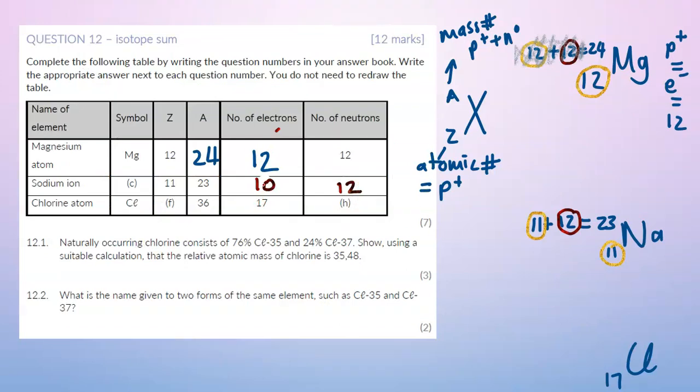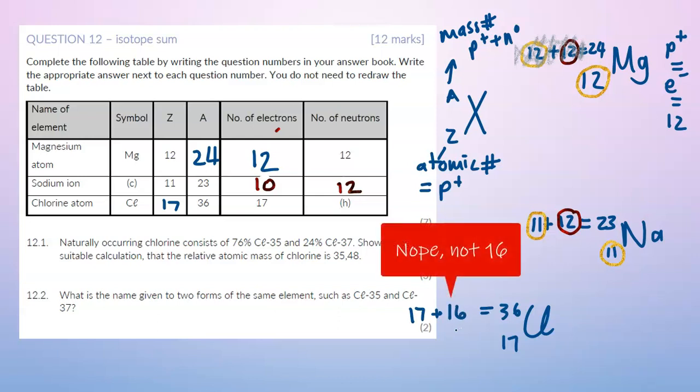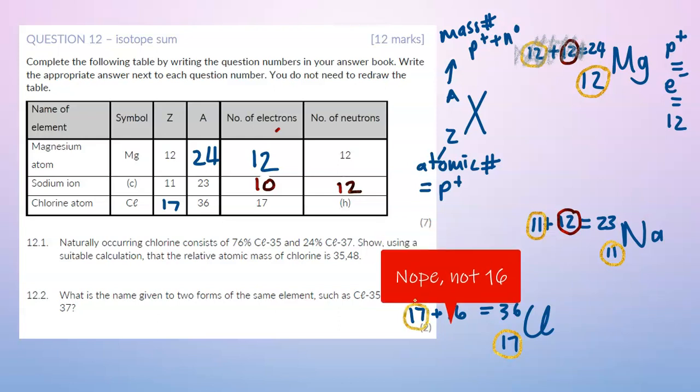If we do the same for chlorine, they're asking for the Z number. Now the Z number is the number of protons, and that will always be the same. It's the same as our atomic number, that's 17. They give us the bigger number, 36. Now we know that 36 is made up of the protons plus the neutrons. And this, I think, will be 16. So 17 is the number of protons. That is our Z number.